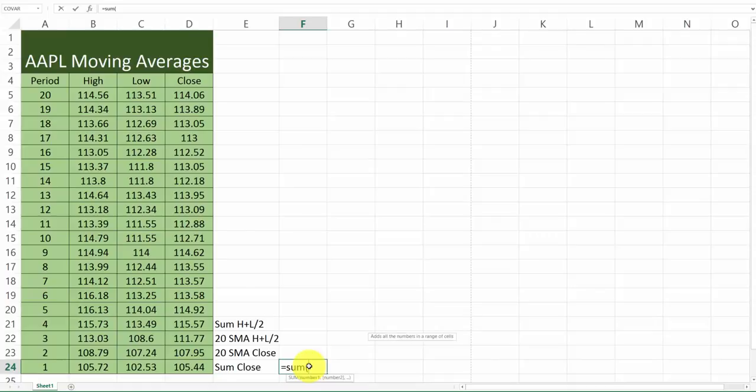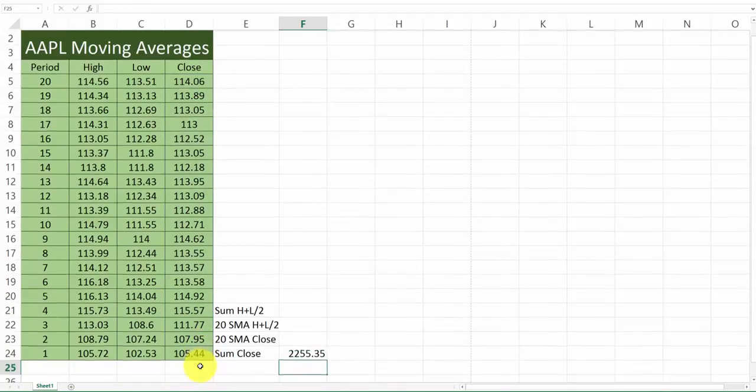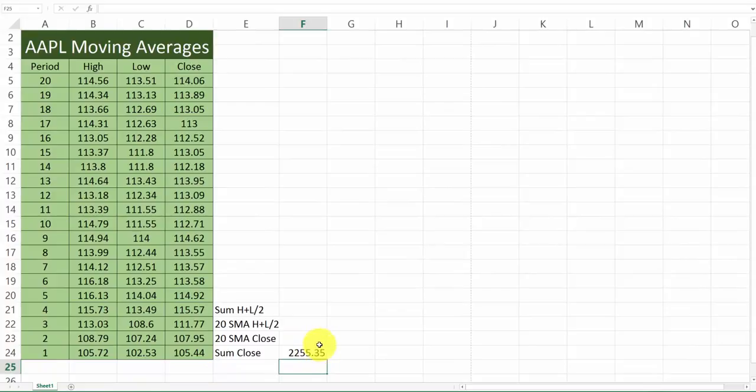Let's take the sum of those closing prices with a simple Excel formula. 2,255.35. And then let's take that and divide it by 20 to give us our 20 SMA of 112.767. So that is the 20 simple moving average for Apple. That can act as support and resistance. That can tell you whether or not the stock is trending higher. And it can help give you a buy and a sell signal depending on what other moving averages you have plotted on your chart.